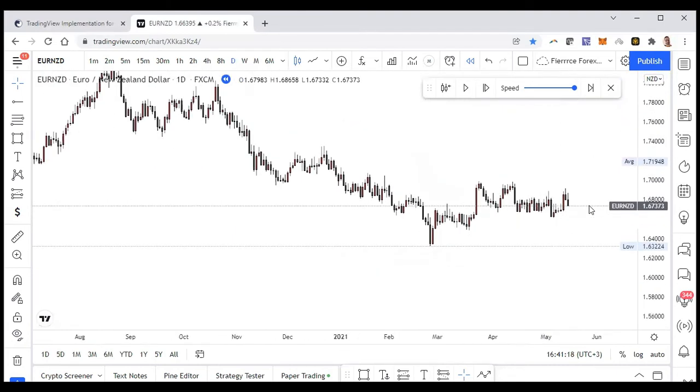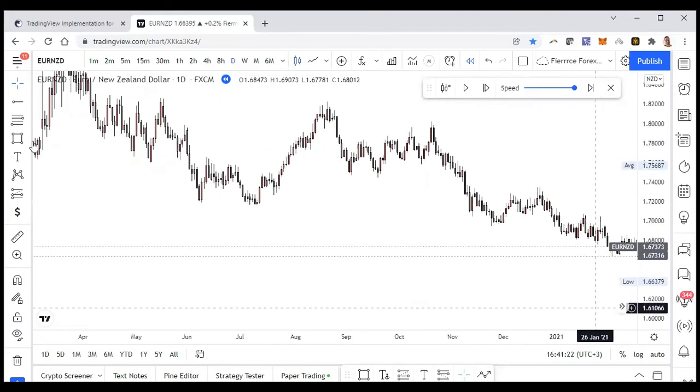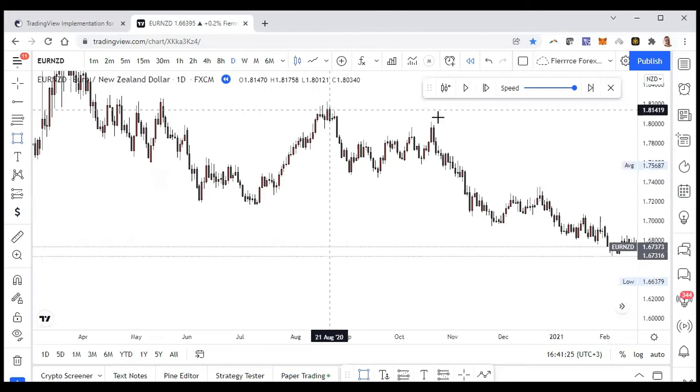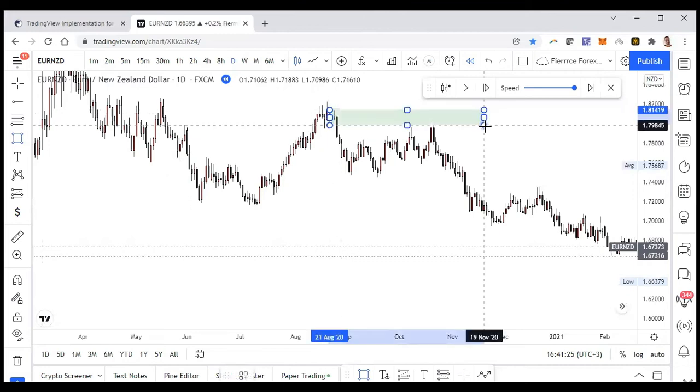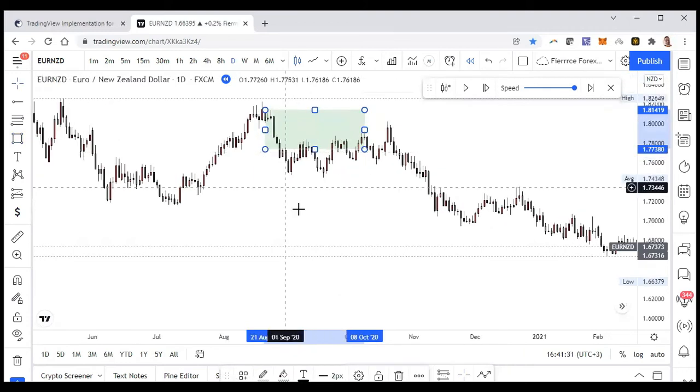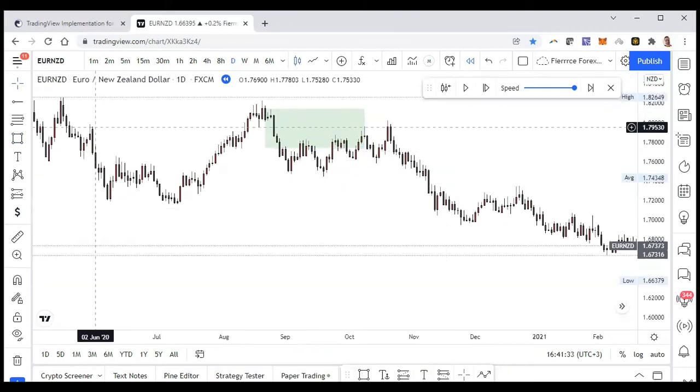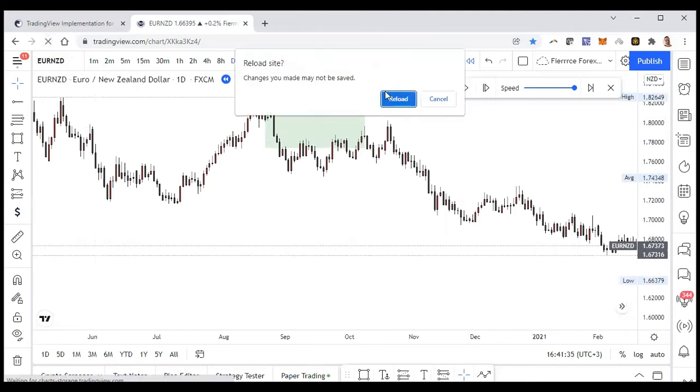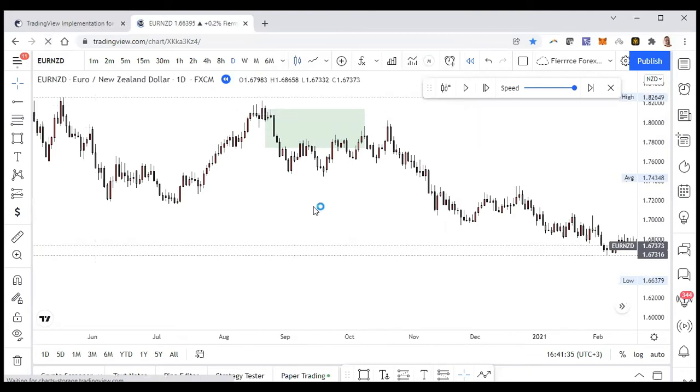Okay, and we can see, if we look throughout history on this chart, we have a demand zone here. Okay, sorry, a supply zone, forgive me. Let me just hold on, guys. Let me refresh this page because my screen is kind of hanging. Let me just reload it.